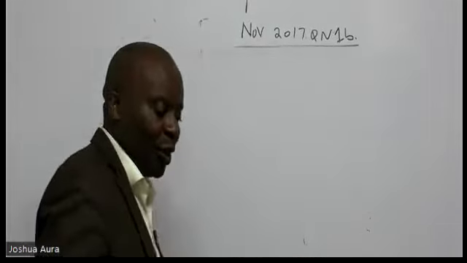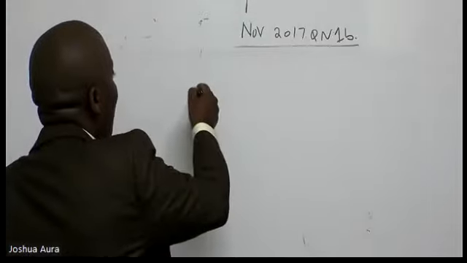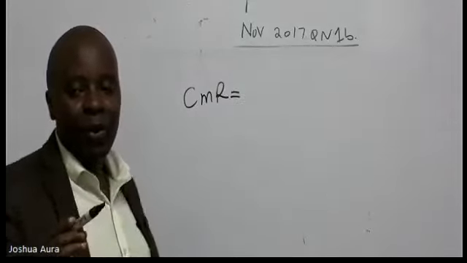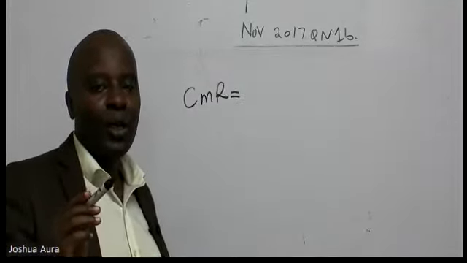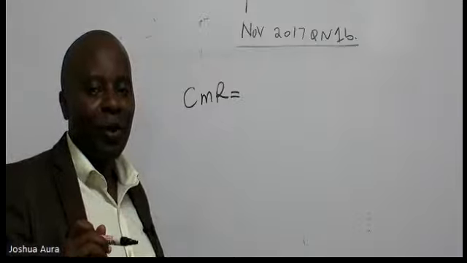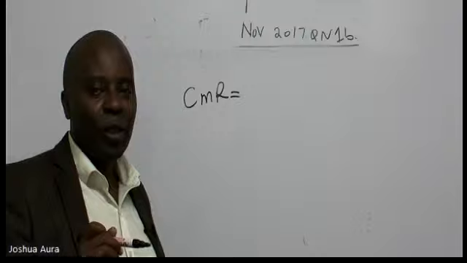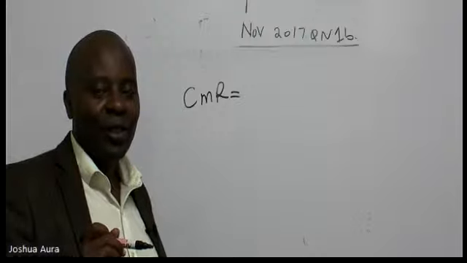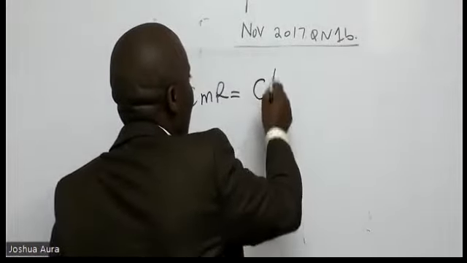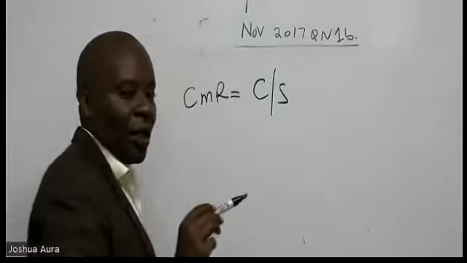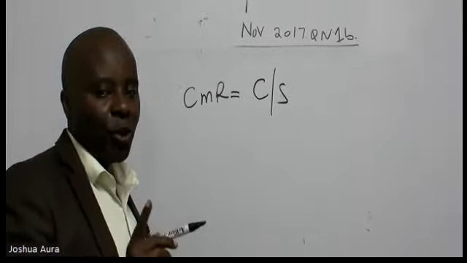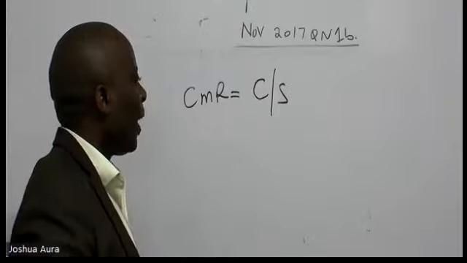What they wanted me to do in this question is to remember the formula of contribution margin ratio. Is there anybody who is able to remember the formula of contribution margin ratio? Remember, contribution margin ratio is also known as what here? C over S ratio. It is also known as C over S ratio, contributions to sales ratio. And how do we get it?